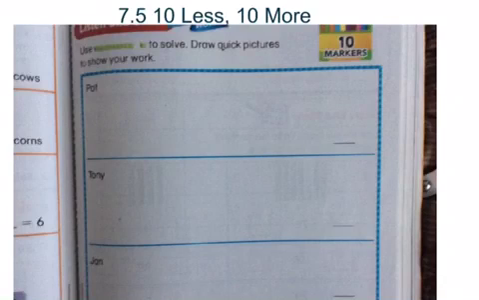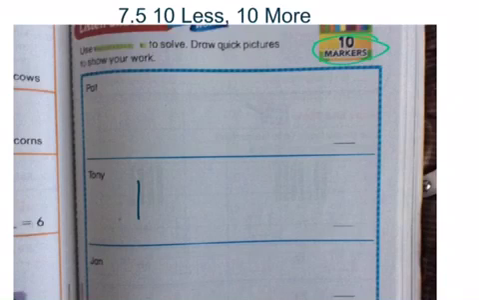In this lesson, the students are doing 10 less and 10 more. The example problem was that Tony had 2 boxes of markers. We know that each box has 10 markers, as you can see up here at the top. So if Tony has 2 boxes of markers, we're going to draw that out.